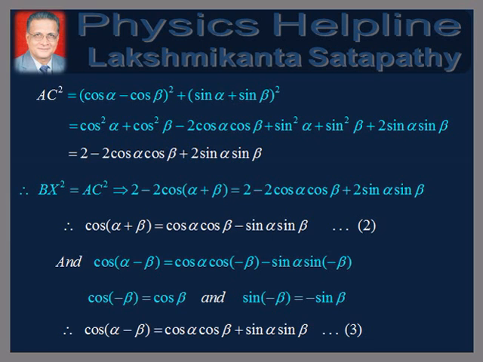Now for the second identity, we replace beta by minus beta, which gives cos(alpha minus beta) is equal to cos alpha cos(minus beta) minus sin alpha sin(minus beta). Now cos(minus beta) is equal to cos beta and sin(minus beta) is equal to minus sin beta. Therefore we have cos(alpha minus beta) is equal to cos alpha cos beta plus sin alpha sin beta.